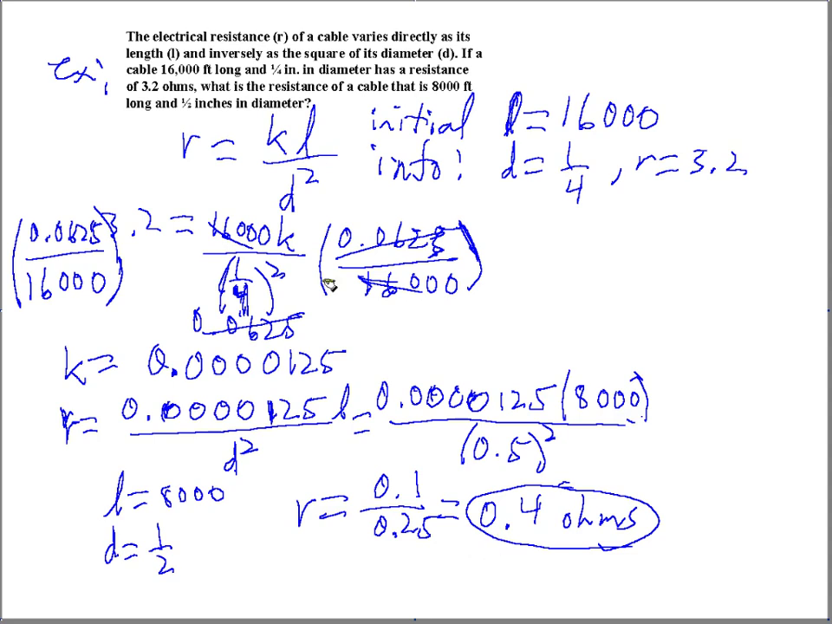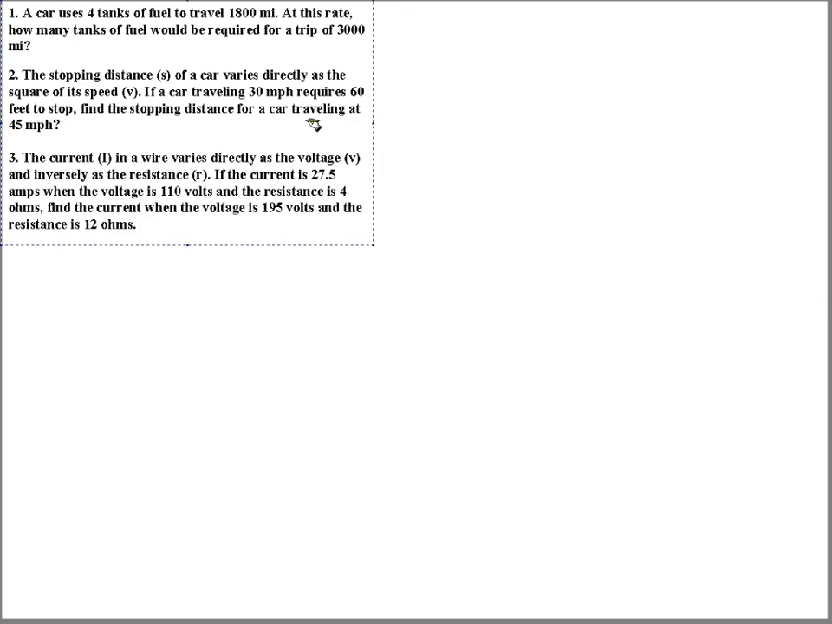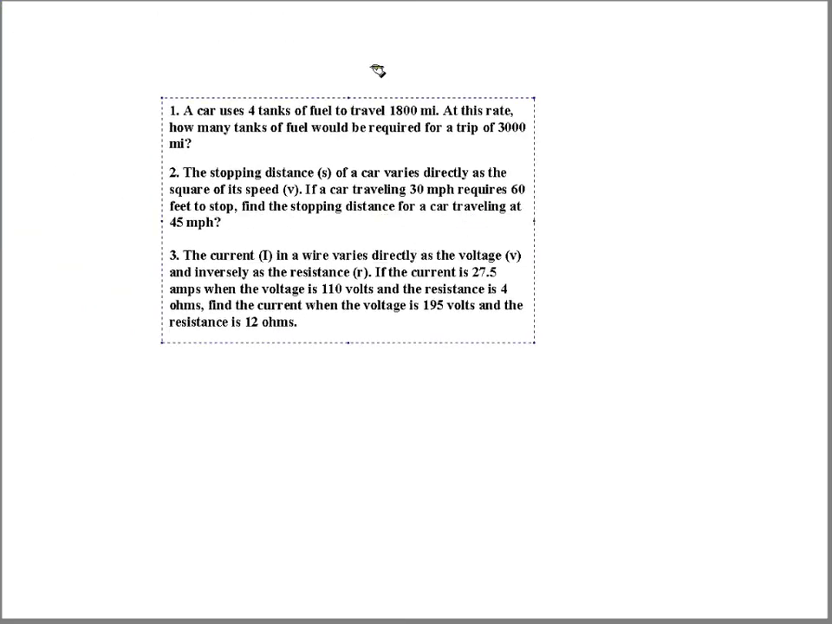Now let me go ahead and give you some problems to solve and post into Blackboard. And let me go clear out the screen here. Let me paste it on here. So there we have it. Take a look at these three problems here, if you will. So number 1. A car uses 4 tanks of fuel to travel 1,800 miles. At this rate, how many tanks of fuel would be required for a trip of 3,000 miles? That's a proportions problem. But here are a couple of variation problems.